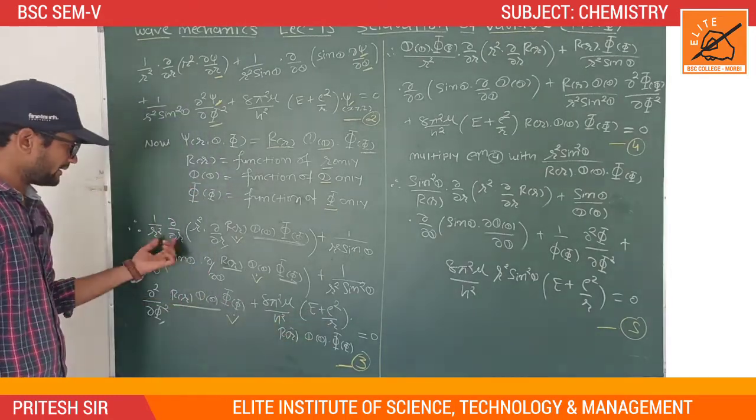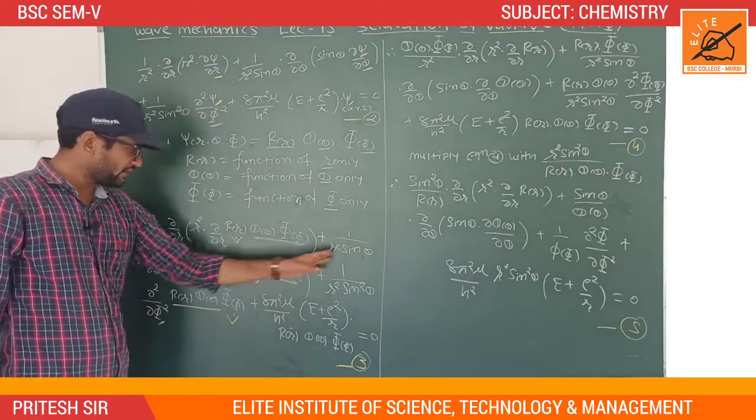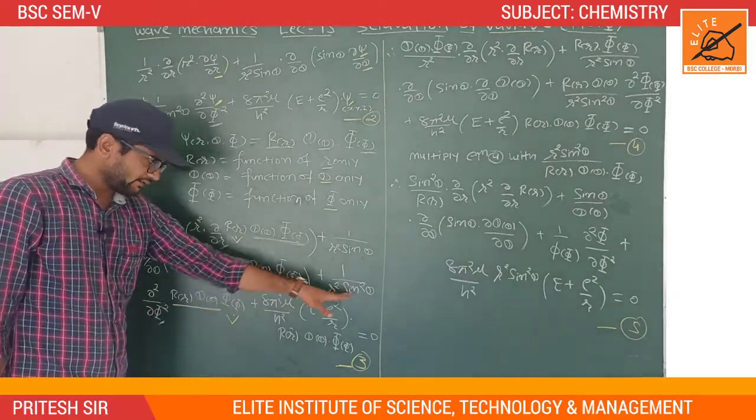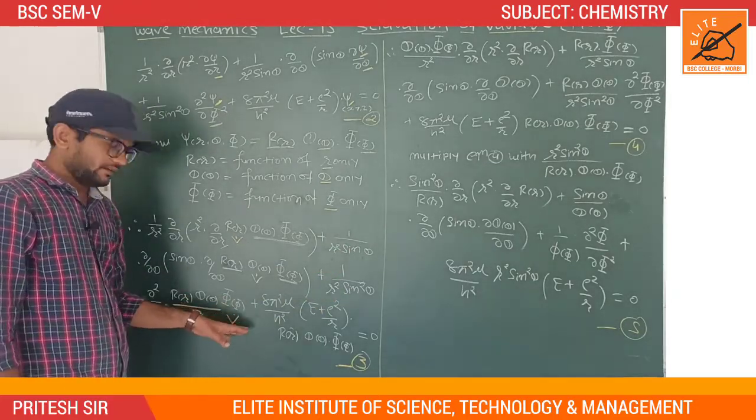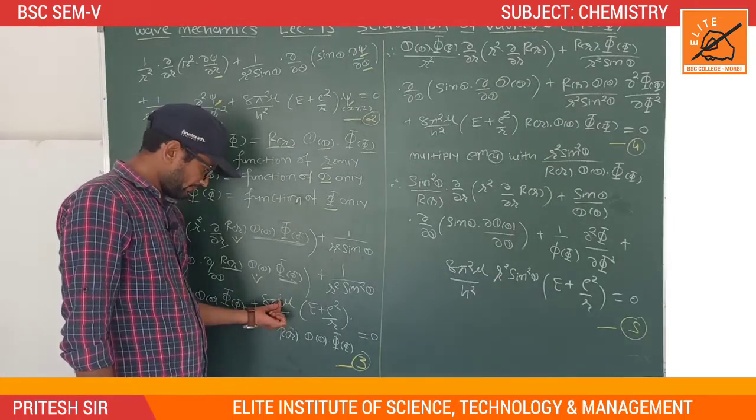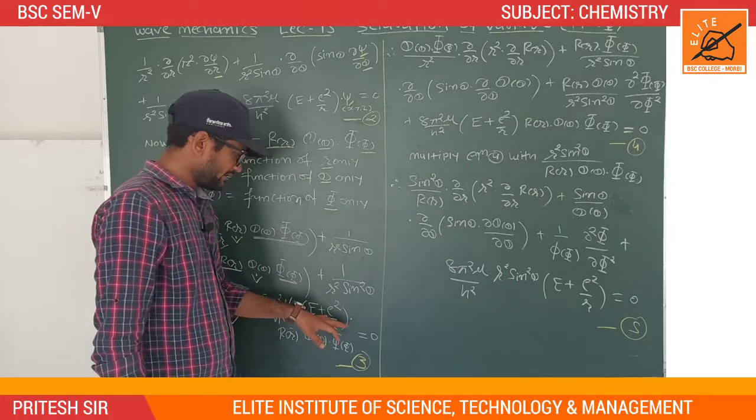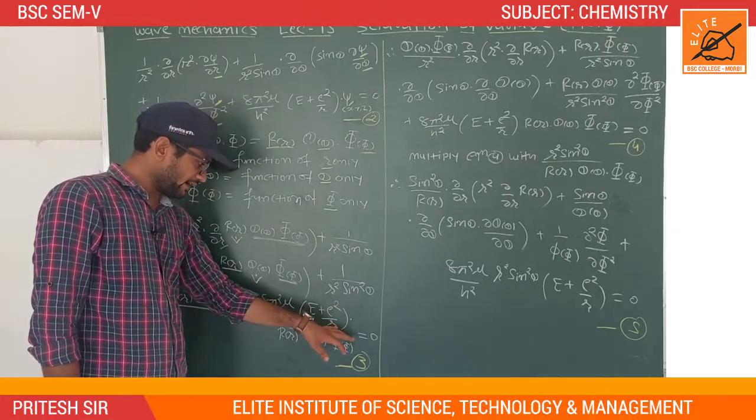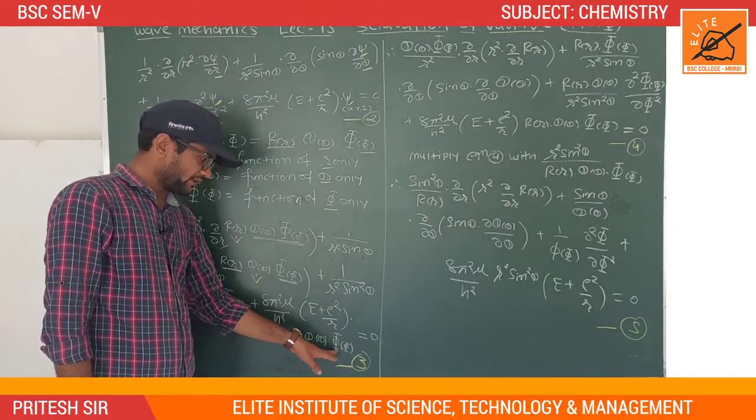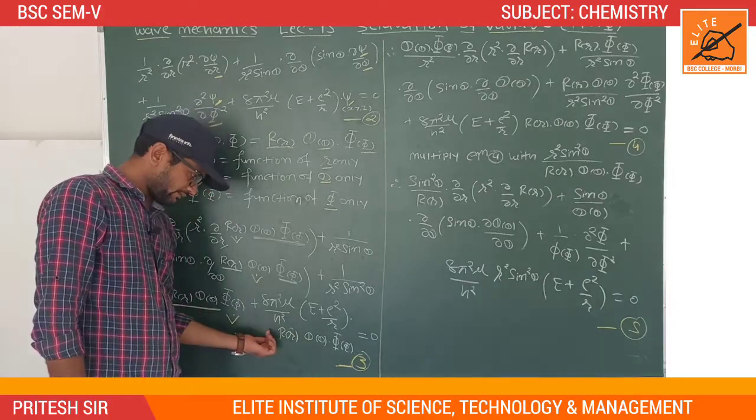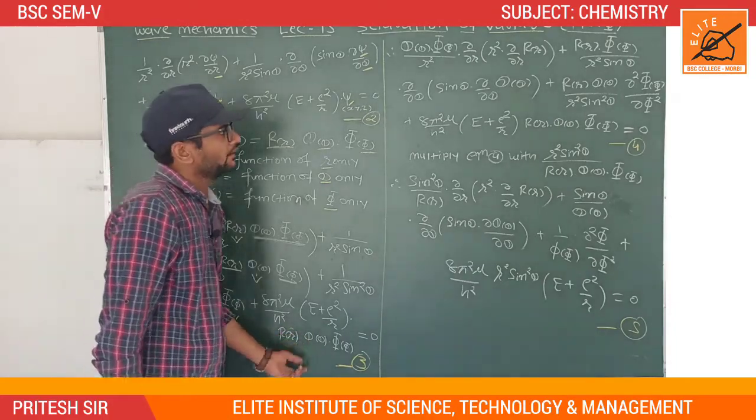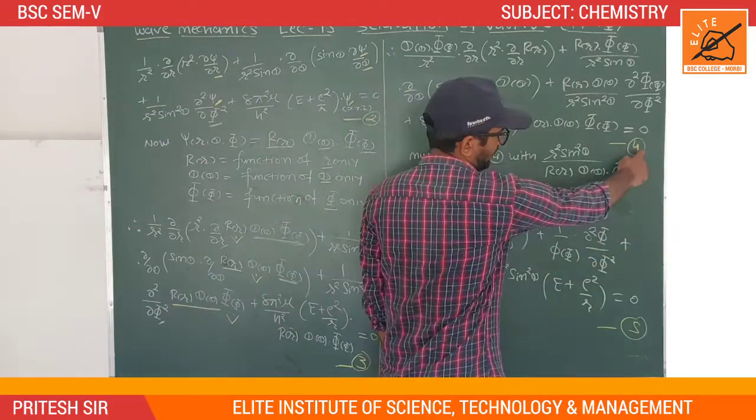In the first term the variable is r, in the second term the variable is theta, and in the third term the variable is phi. In the last term, 8 pi squared mu upon h squared into E plus e squared by r, times R of r, Theta of theta, and Phi of phi. This last term is constant. So this is equation number 4.